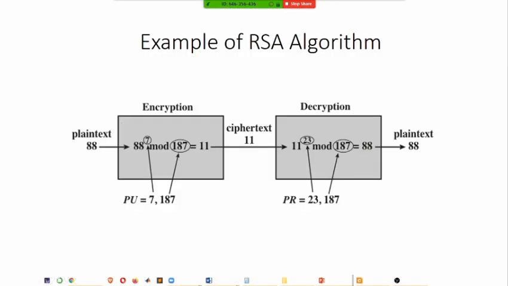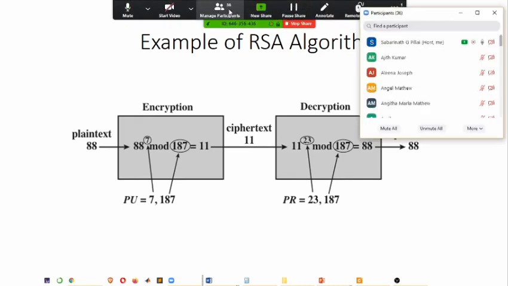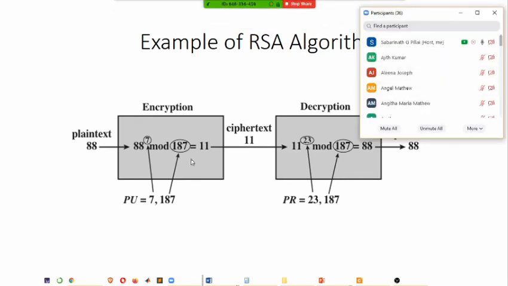So an example, okay, this is an example from your textbook. You see this n here, 187. Now can I ask someone over here, n is given as 187. Can you find me p and q? We need to find phi of n.